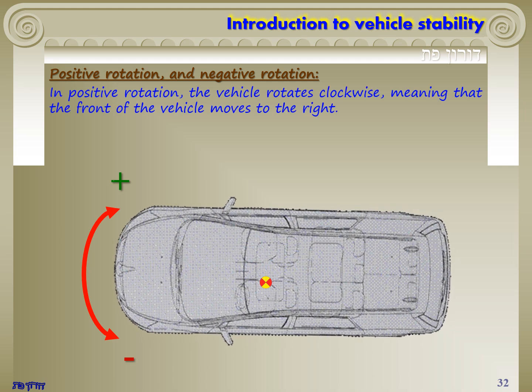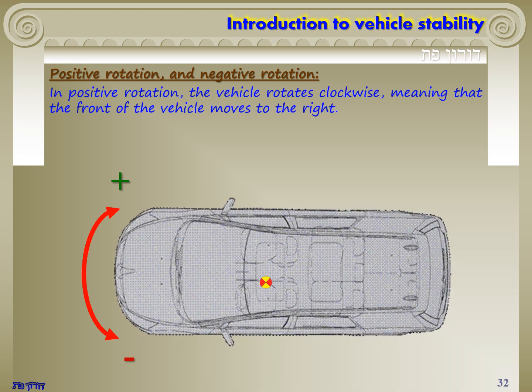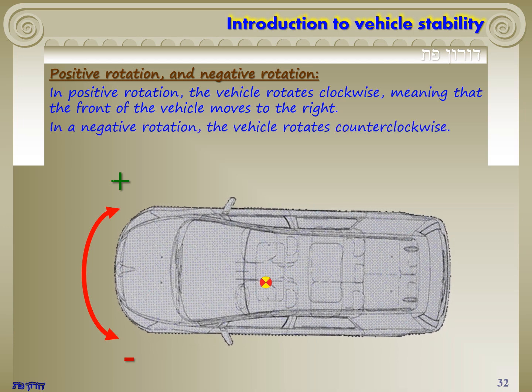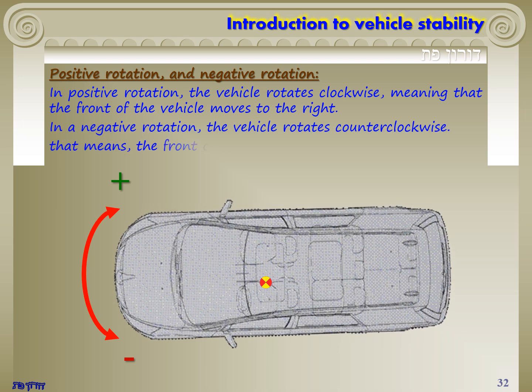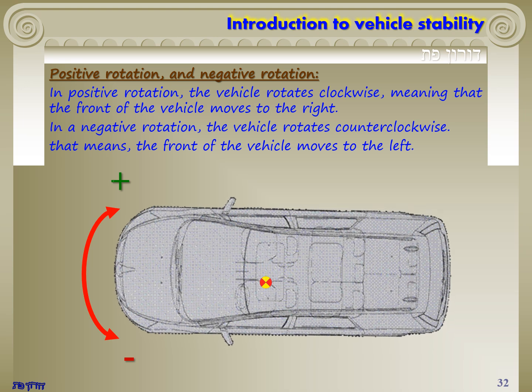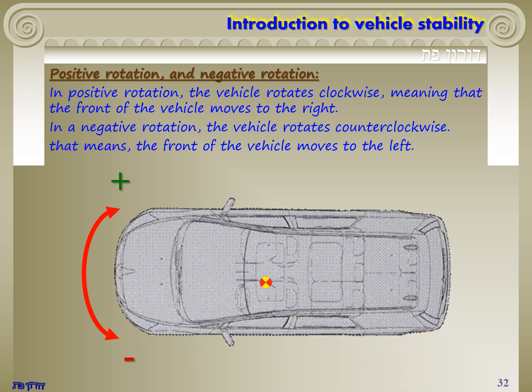In positive rotation, the vehicle rotates clockwise, meaning that the front of the vehicle moves to the right. In a negative rotation, the vehicle rotates counterclockwise. That means, the front of the vehicle moves to the left.